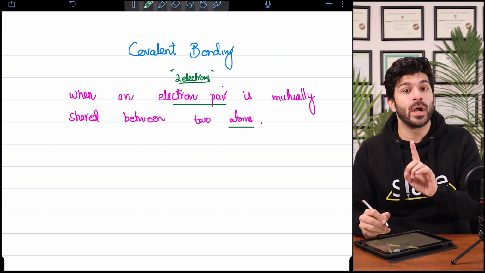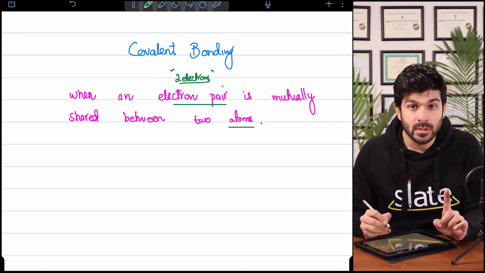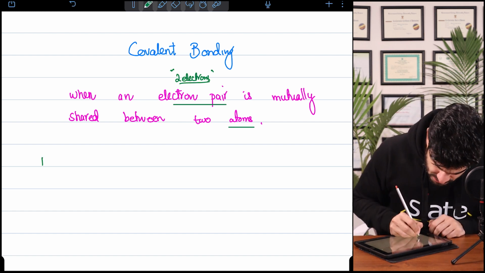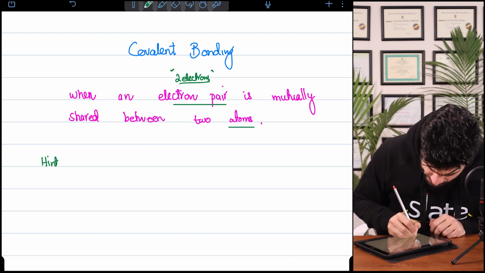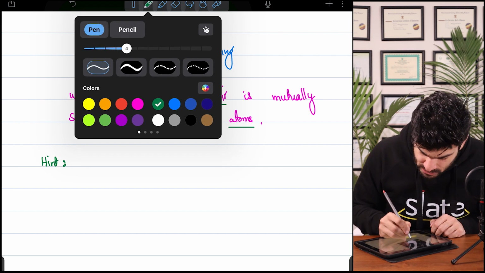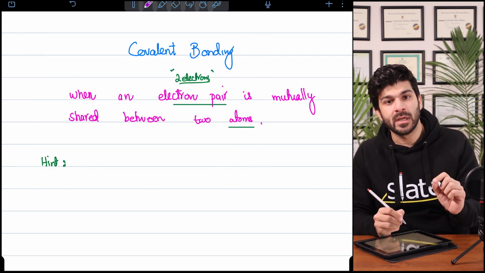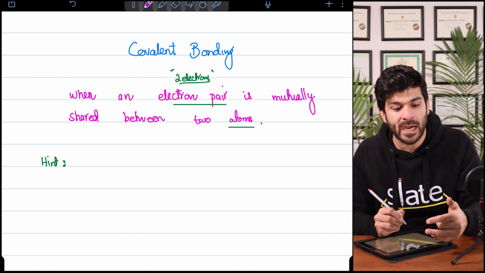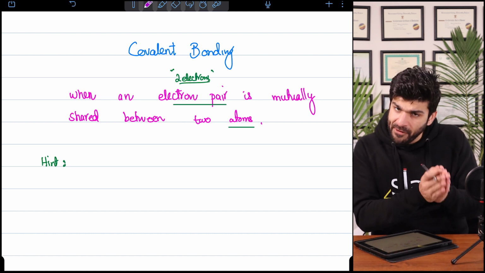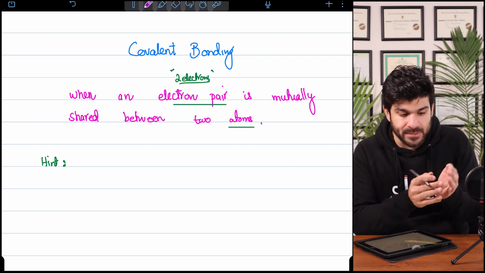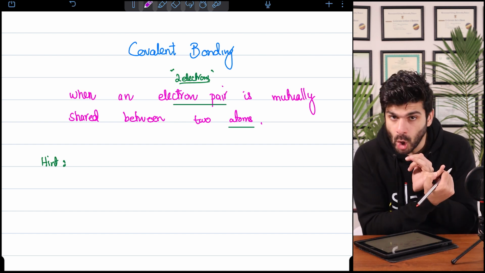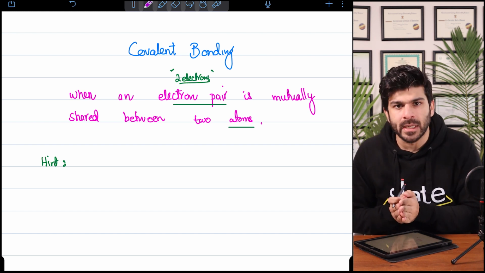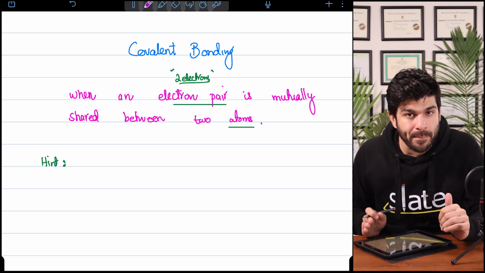This time we are not talking about ions. This time these are just atoms. So firstly, a hint. Remember, we had a hint in the last topic, ionic bonds, that an ionic compound can be easily recognized by looking at the composition. If a compound is made of a metal and a non-metal, that is an ionic compound.